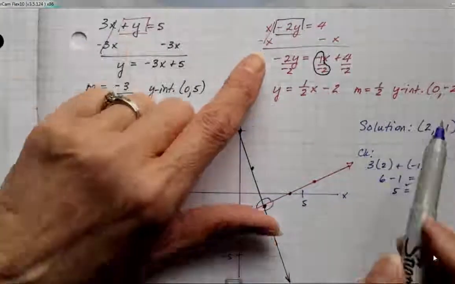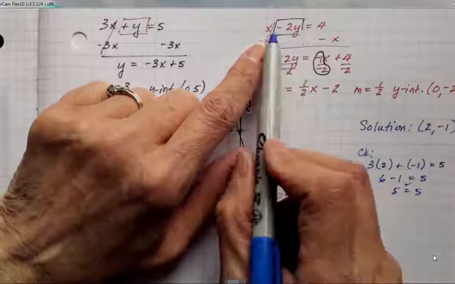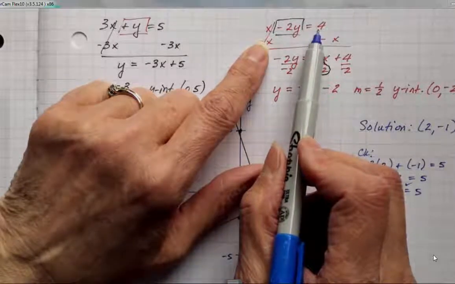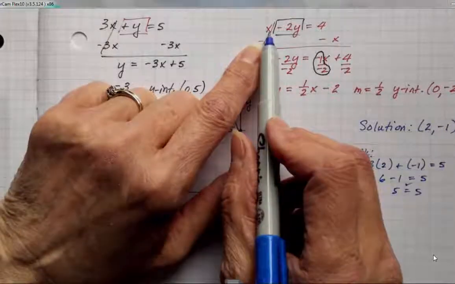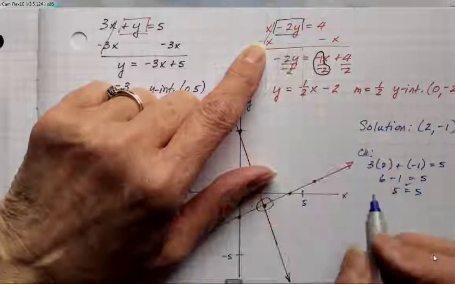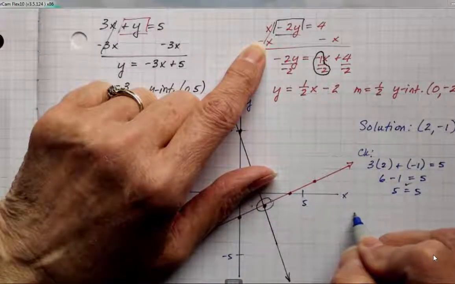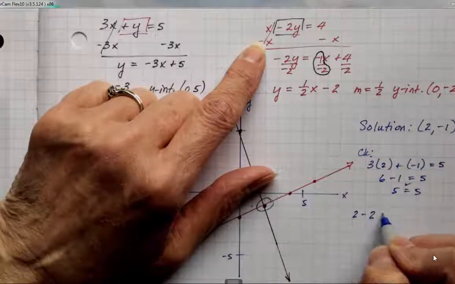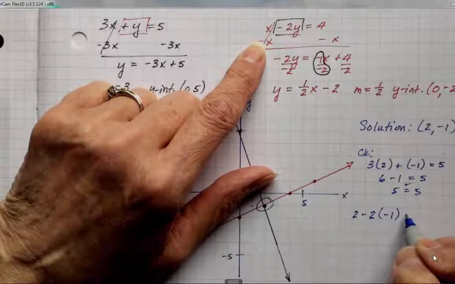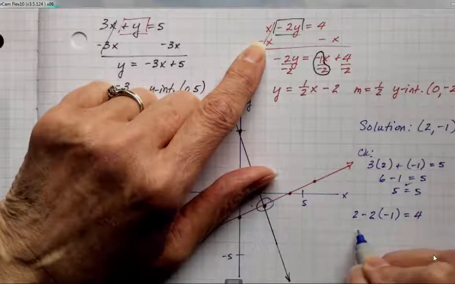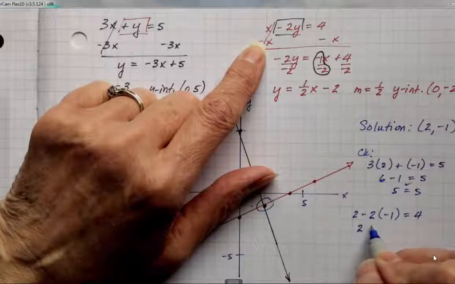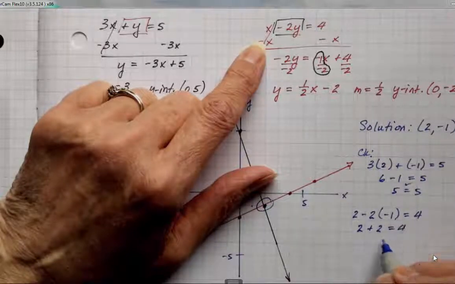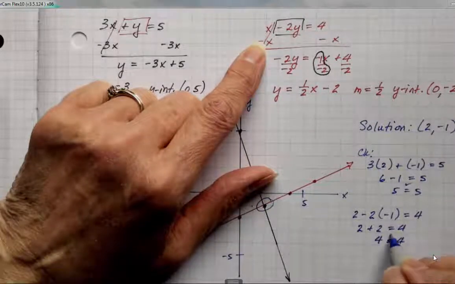Then I'm going to use the same set of points in my second equation. I'm going to check my second equation. So I'm going to put 2 in for x here, negative 1 in for y. So doing my second equation, I end up with 2 minus 2 times a negative 1 equals 4. Simplifying gives me 2 plus 2 equal to 4, and this one also checks out.